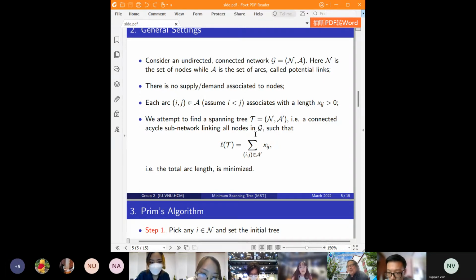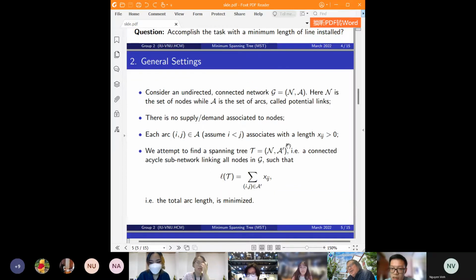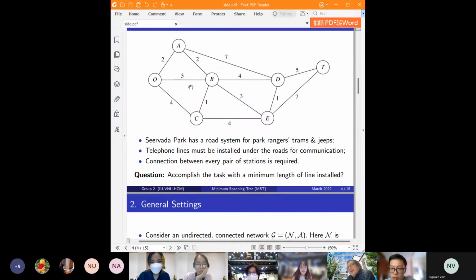Why spanning tree? Do you mean a spanning tree but not a spanning graph? I mean here what we try to find is a spanning tree. Why spanning tree? Because in the initial problem the park operator wants to ensure that all pairs of stations are pairwise connected by telephone communication lines.